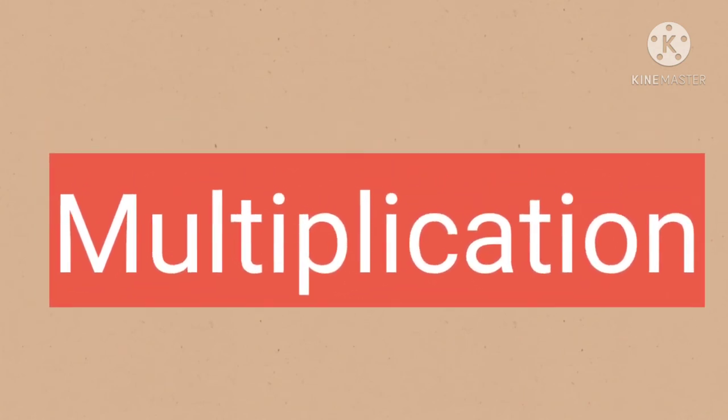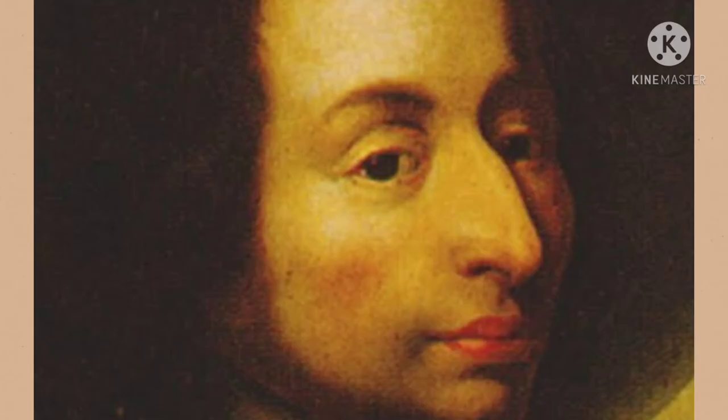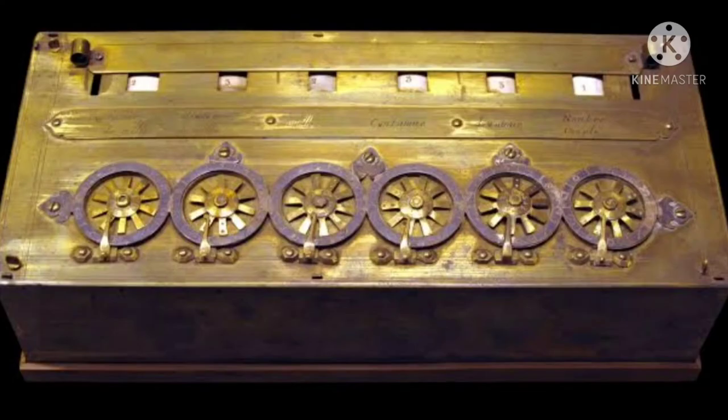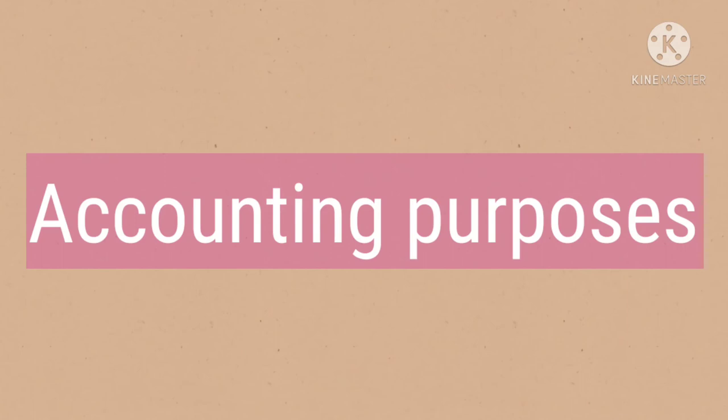The third one is Pascal line calculator. The Pascal line calculator was developed by Blaise Pascal in 1642. It was a rectangular box. Numbers were displayed on the rotating wheels. It was mainly developed for accounting purposes.